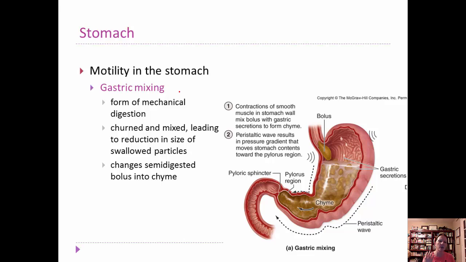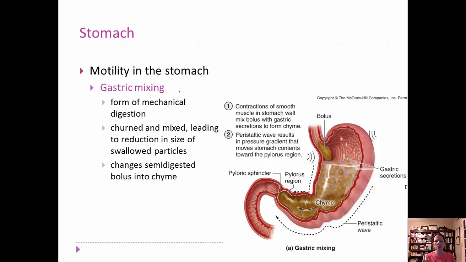And chyme is a semi-digested bolus, right? Because really we've only partially digested carbohydrates, not completely, because amylase doesn't break it into the monosaccharides that we need, and we'll talk about how we further break it down. And we've only partially digested proteins, and we've hardly done anything with fats either.